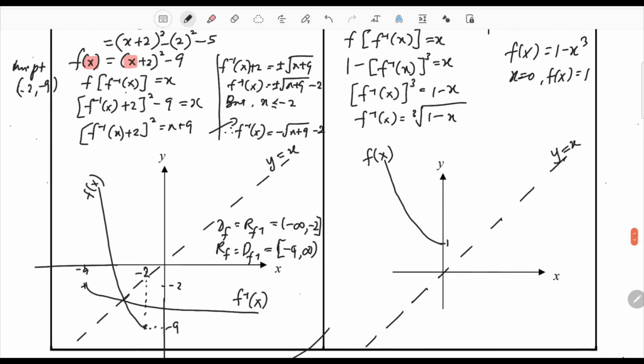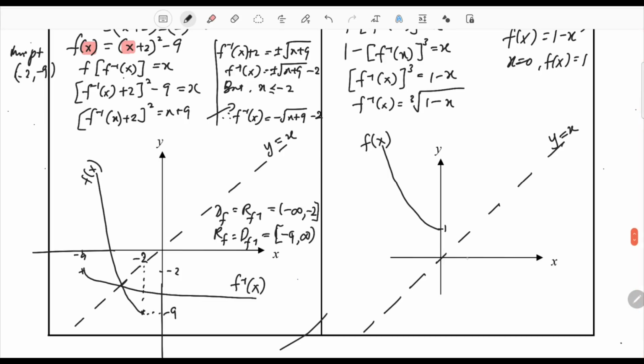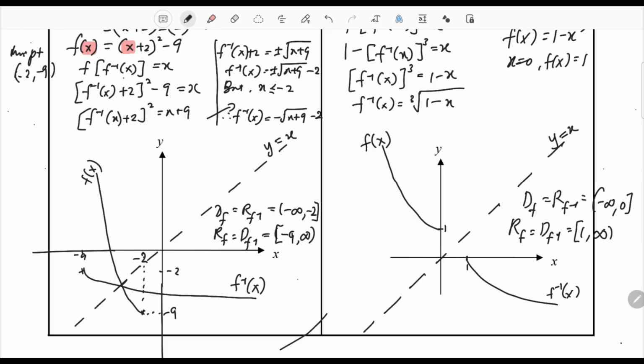Next, reflect it on the line y equal to x. So find your 1 here. So this is your f inverse. So state your domain. So domain of f equal to range of f inverse. So we got it just now as negative infinity to 0. So range of f equal to domain of f inverse, which is from 1 to infinity.